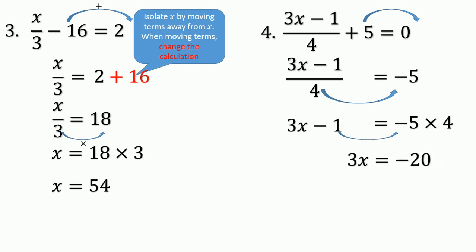Then the 1 will have to move, and that 1 will become a plus 1 when it moves. So I've got 3x = minus 20 plus 1. That of course now will give me a minus 19, and when I have to move the 3 now, the 3 is multiplied on the left hand side. When I move it, it must be dividing. So 19 divided by 3, and that would be the value of x is equal to negative 19 over 3.